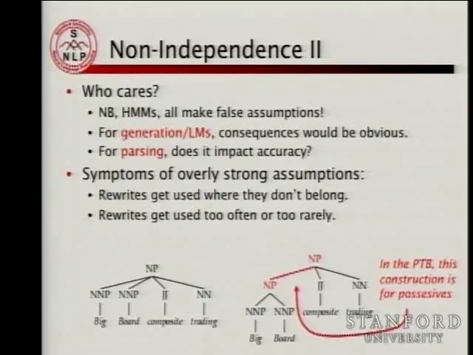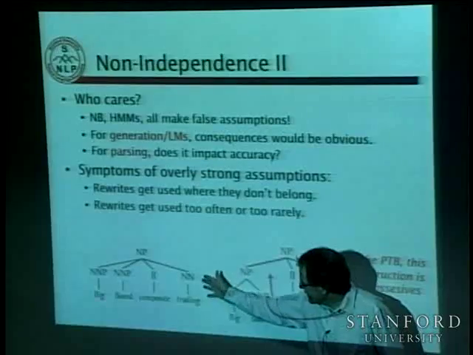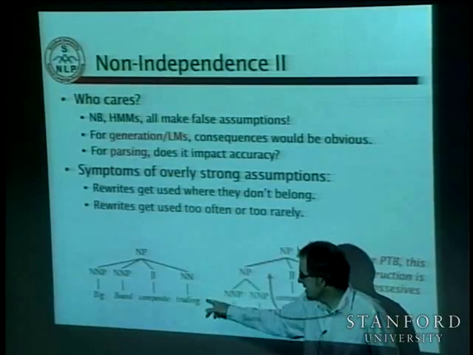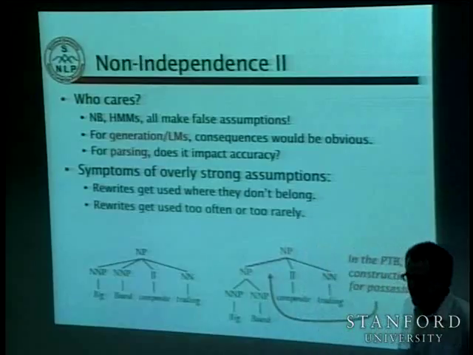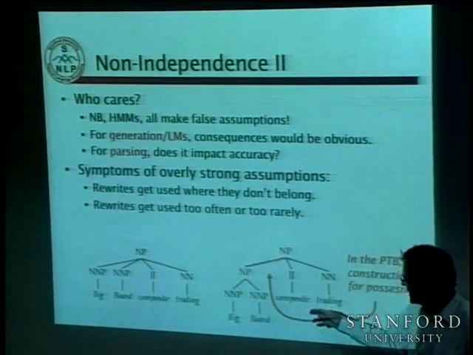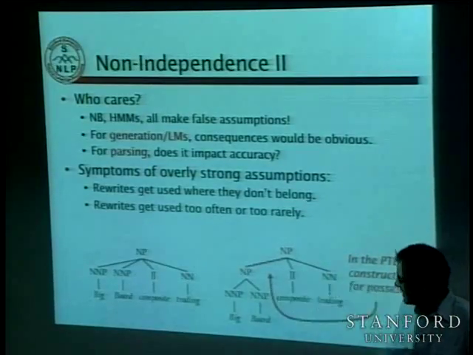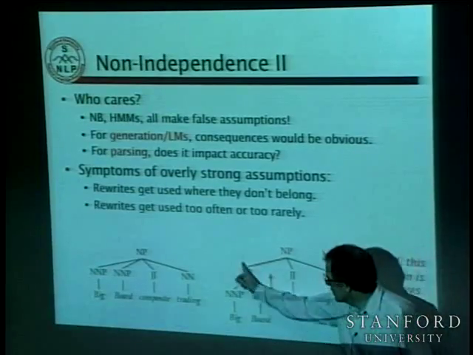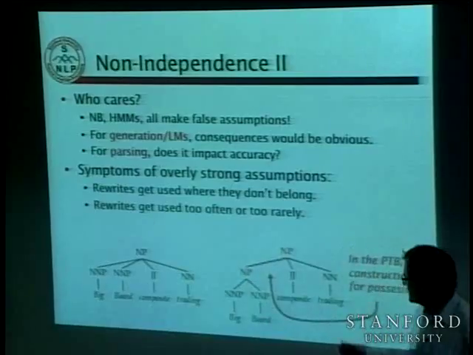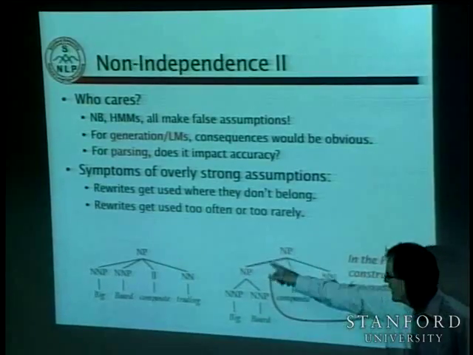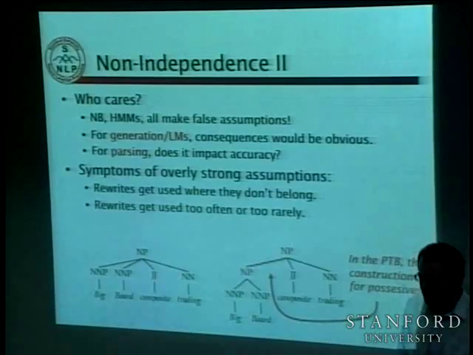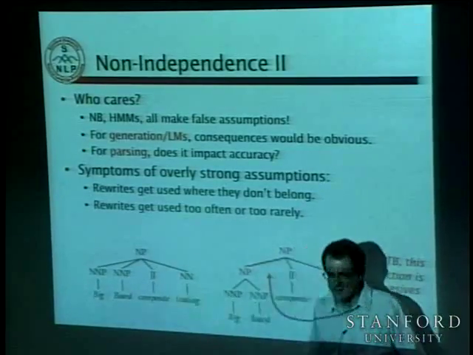Here's one example, which is a slightly technical one. But in the Penn Treebank, basic noun phrases are given a flat analysis. So something like "big board composite trading" should be all flat. But if you just make a simple PCFG and try to parse "big board composite trading", what you'll actually get back is "big board" grouped into a noun phrase that's then been put into this bigger noun phrase like this.